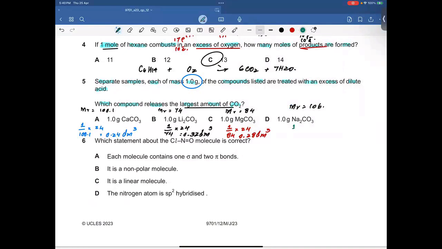Last but not least, sodium carbonate. So 1 divided by 106, you will get moles. Now these moles are multiplied by the molar volume, which is 24. So you will get 0.226 dm3.